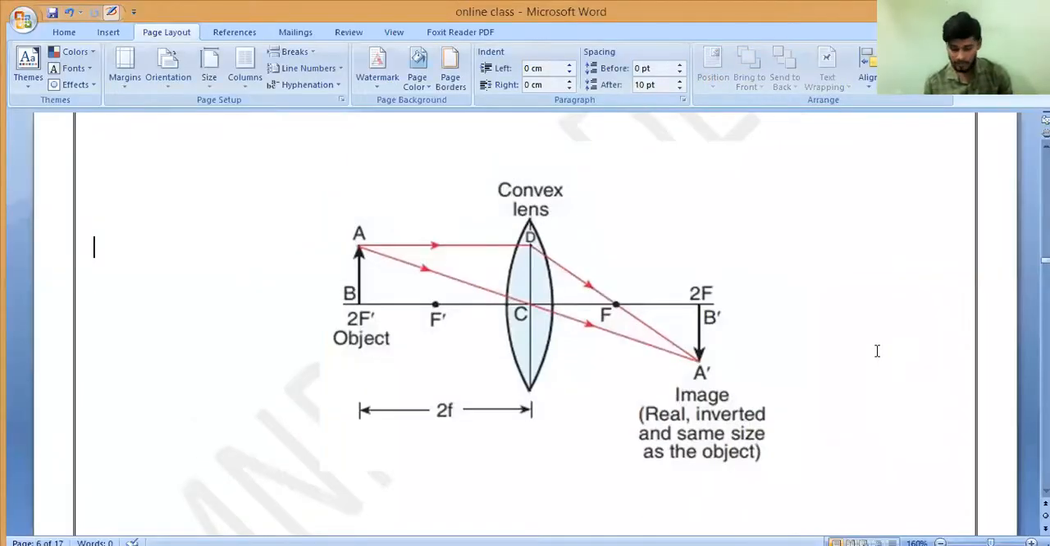So what are the characteristics of the image? Same size as the object, sir. Real and inverted image.